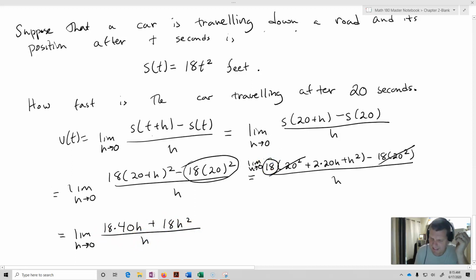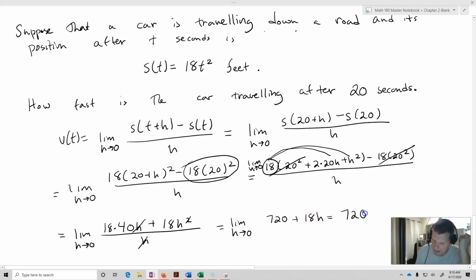I almost forgot that 18 that's sitting right there. Almost crossed that out too. Remember, it's got to be distributed to the entire function. So this is the limit as h approaches 0 of 18 times 40, 720, plus 18h when we cancel out our h's. Since we're looking for the limit as h approaches 0, that goes away. So this ends up being 720 feet per second.